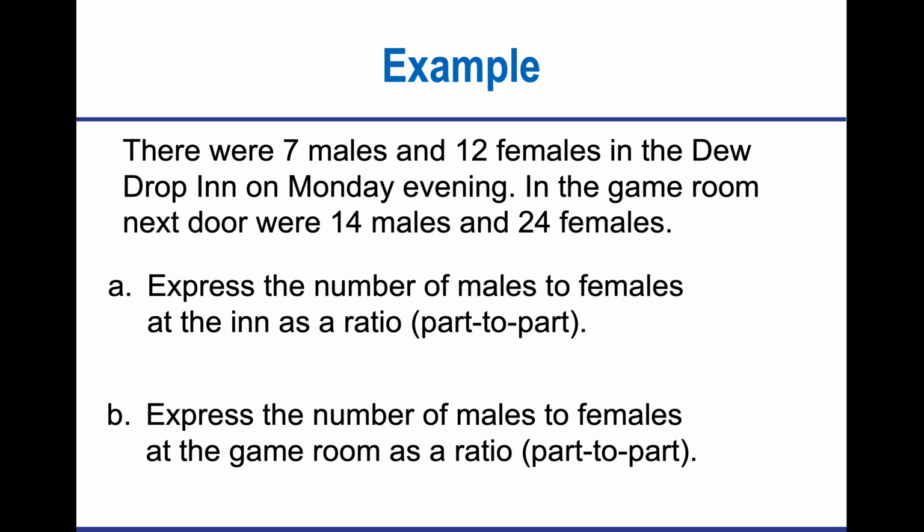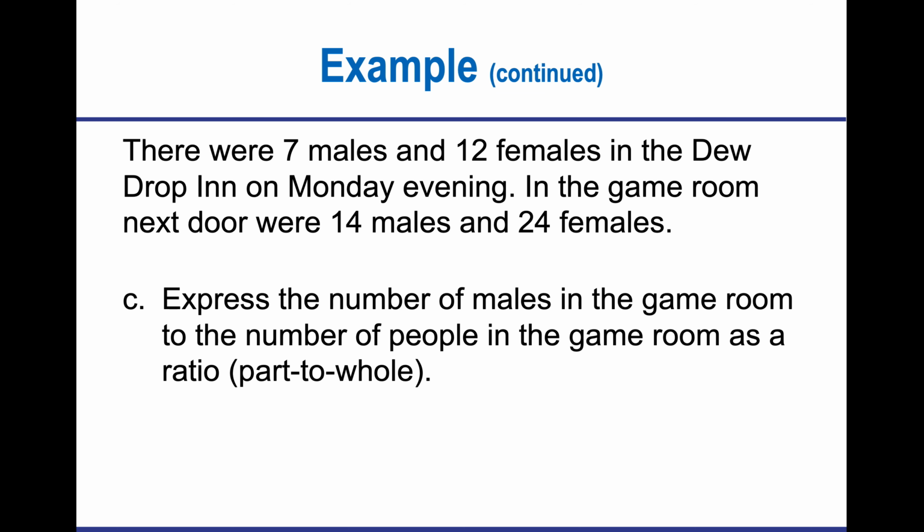There were 7 males and 12 females in the Dewdrop Inn on Monday evening. In the game room, there were 14 males and 24 females. Let's work on expressing these as a ratio. So if I'm looking at the ratio of males to females, that would be 7 to 12, which I could write as a fraction for part to part, 7 over 12. If I want to represent the number of males to females that I'm looking at in the game room, I have 14 to 24, but that does reduce to 7 over 12. If you enter 14 over 24 in the lab, it's going to say incorrect. You have to reduce it.